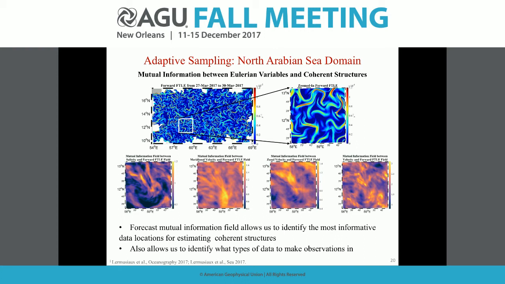So you can see where the locations, again, the shades of yellow, where I want to actually measure salinity is not the same as where I would actually want to measure the velocity from. In fact, where I would want to measure meridional velocity from is different from where I would want to measure zonal velocity from. So these forecast mutual information fields at the end of the day allow us to identify where would be good locations. And if I was at a particular location, then it also tells me which variable I would want to measure.